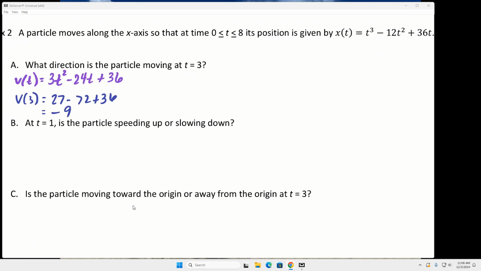So what does that mean about the direction? Yes. And I'm going to try to save some time. I'm just going to say left. It would be better to write out the pretty sentence, but that's okay.